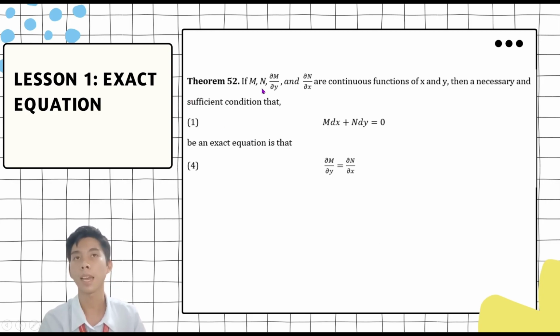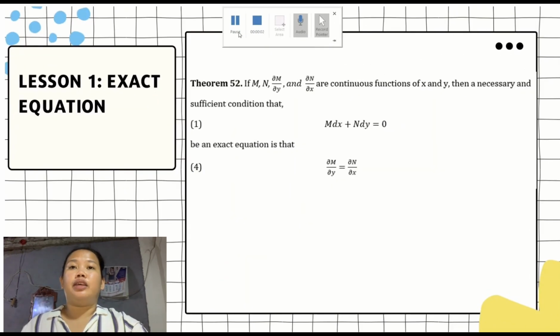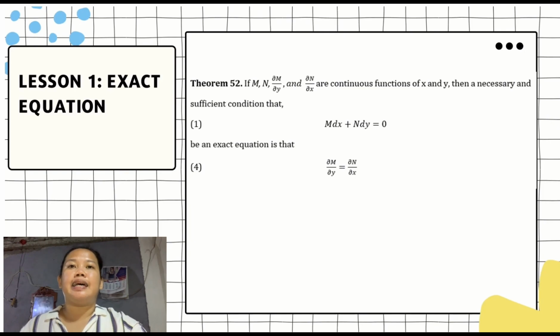If m, n, the partial derivative of m with respect to y, and the partial derivative of n with respect to x are continuous functions of x and y, then a necessary and sufficient condition that the equation m dx plus n dy equals 0 be an exact equation is that the partial derivative of m with respect to y must be equal to the partial derivative of n with respect to x, so that we can conclude that the given differential equation is an exact equation.